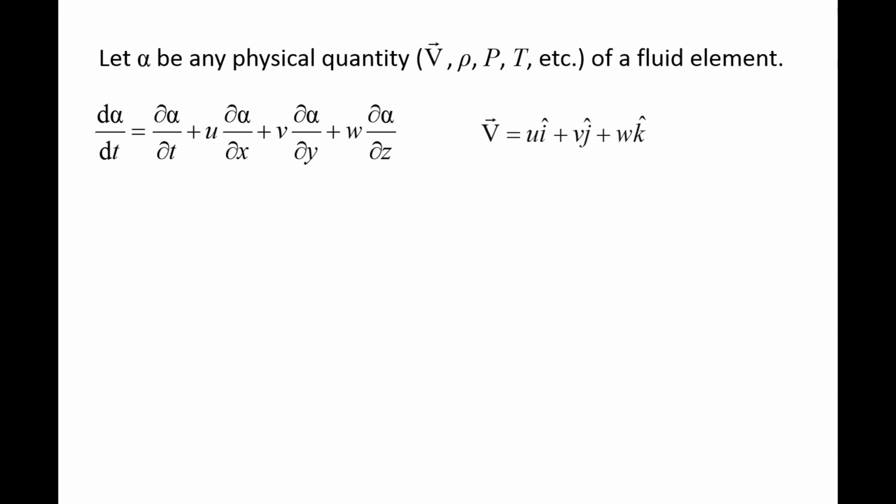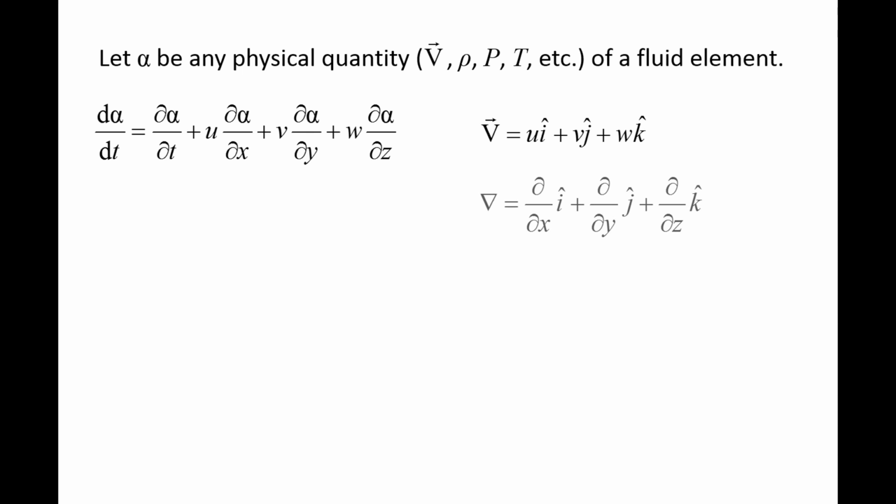In the derivation, we started by examining the velocity of a fluid element. However, we would arrive at a similar relationship had we been examining a different quantity such as density, pressure, or temperature. So we can replace the velocity v with a generic quantity alpha. We also can condense the equation by noting that the velocity vector v is lowercase u i hat plus lowercase v j hat plus lowercase w k hat.